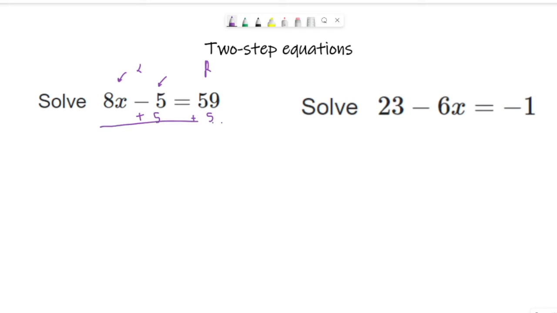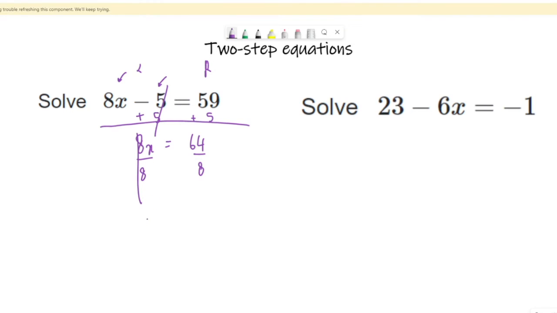Let's see what's going to happen. Minus 5 plus 5 cancel each other. What's left on the left hand side is just 8x equals 59 plus 5, which is 64. Next thing, 8 times x. To remove this 8 with the x, we have to do the opposite of 8 times x. The opposite is divide by 8, and we'll do this on both sides. So 8 cancels 8. x equals 64 divided by 8, which is 8. So the answer is 8.